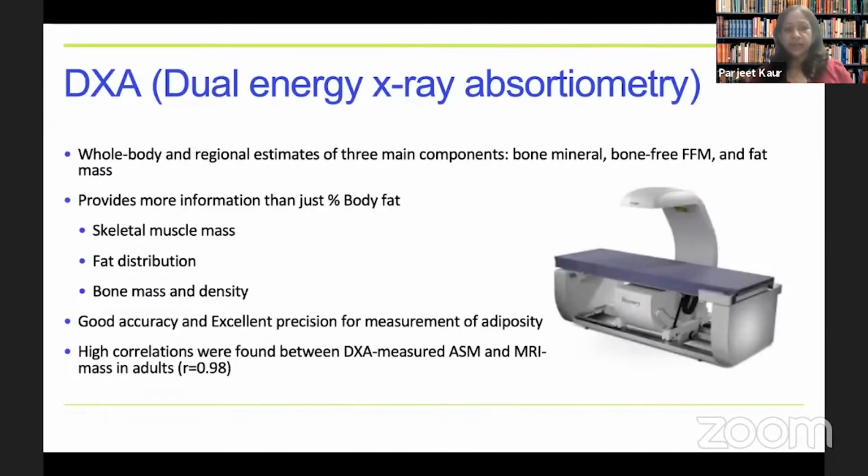Coming on to the DEXA scan, it has the advantage that it not only gives the whole body estimate, it gives a regional estimate as well. And it's a 3-compartment model. It gives an estimate of bone mineral, the bone-free, fat-free mass, and the fat mass. Now, it is providing more information than just body fat percentage. It gives you the skeletal muscle mass. It gives you the distribution of fat as well, bone density, bone mass. It has very good accuracy, excellent precision. And it is highly correlated, especially for the skeletal muscle mass. The DEXA scan has been highly correlated with the MRI mass in adults.